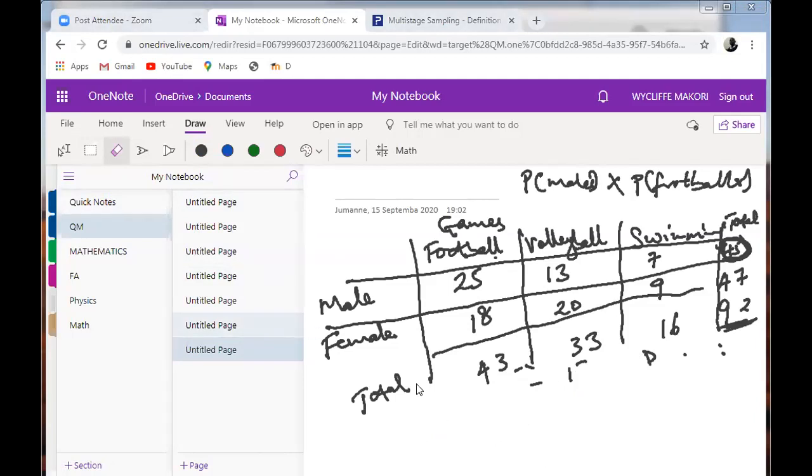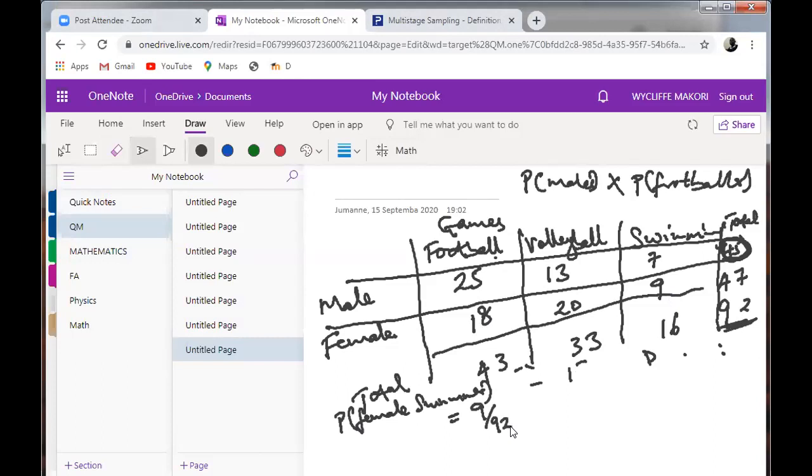So we need first of all to start with the probability of picking a female swimmer. A female swimmer, they were only 9 out of the 92. So it's going to be 9/92. And then the probability of picking a male volleyballer. There are 13 males who are playing volleyball. So it is 13 out of 92.